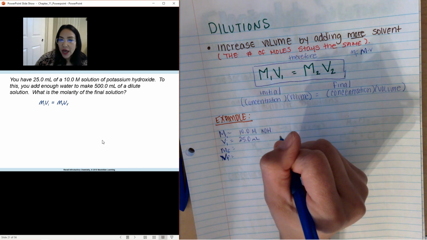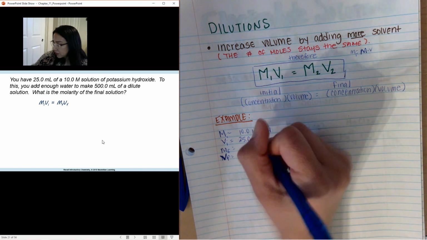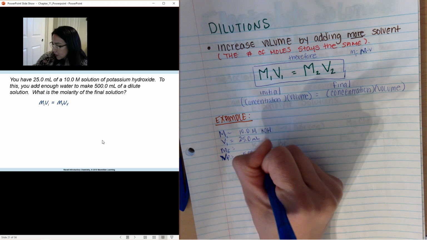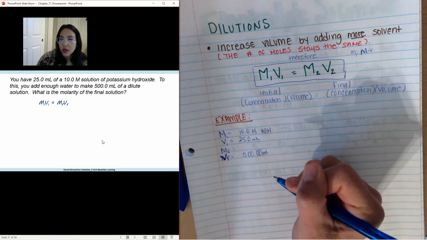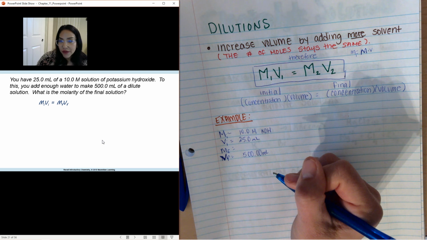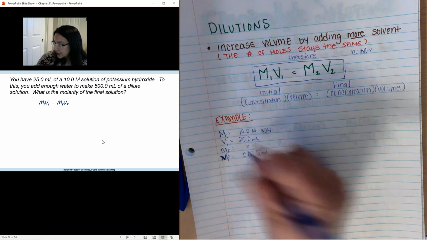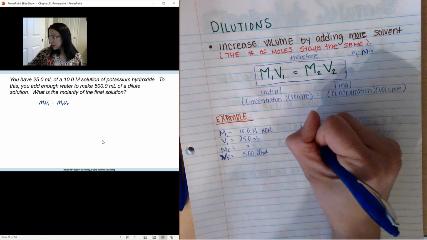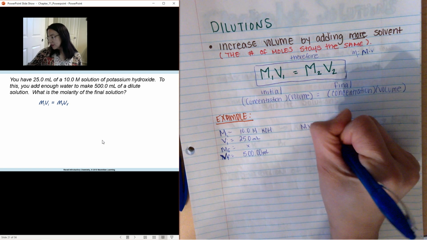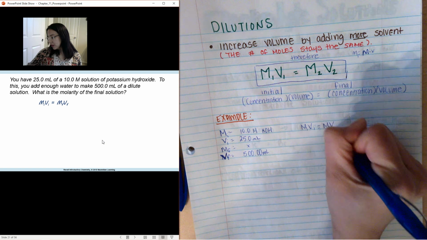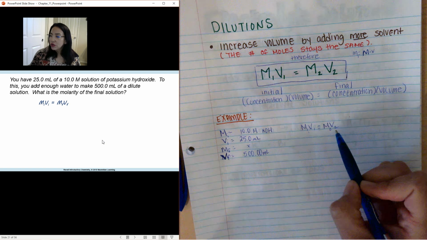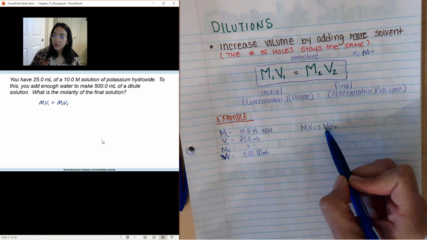To this, we add enough water to make a 500 milliliter solution. So we added water, and now we have a 500 milliliter solution. What is the molarity of the final solution? So this is X right here. Now, we have our equation, M1V1 is equal to M2V2. Okay. We have everything we need for the initial, and we're just missing the M for the final.